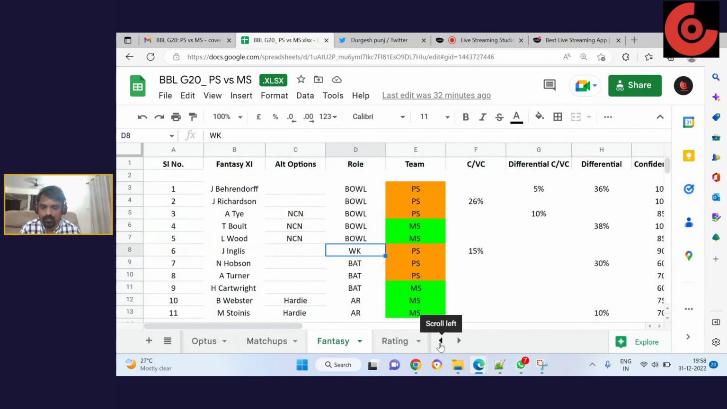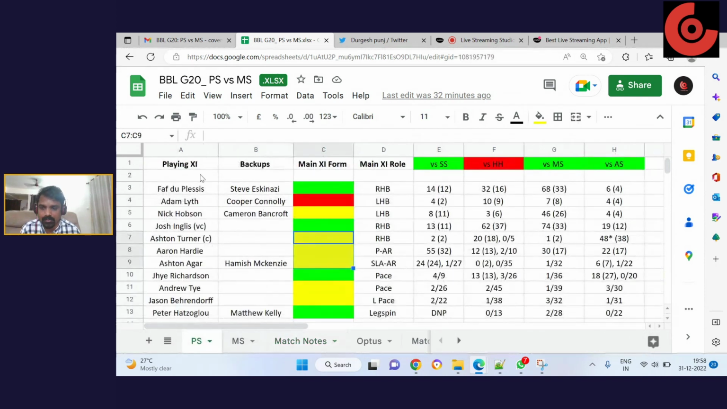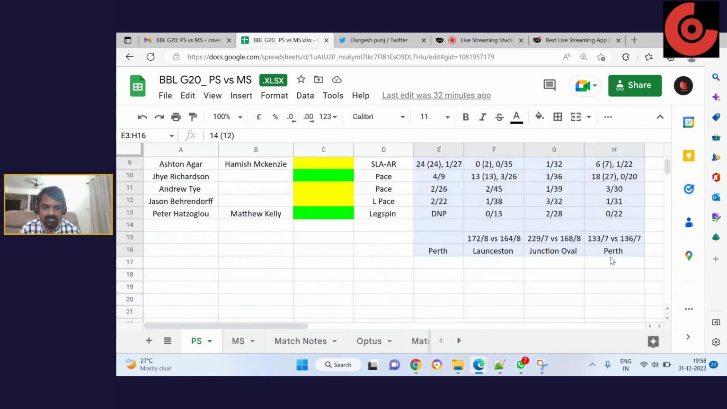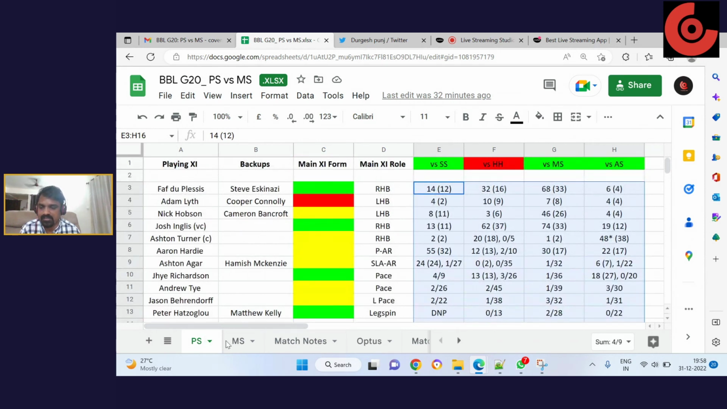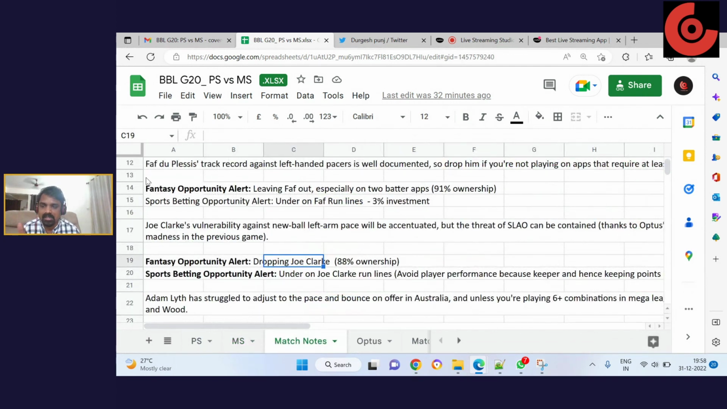If you notice, this has 7 sheets. The first thing you should do is have a look at these. Obviously, this is the number of matches they have played and their performances in those matches. It's a brief summary, so have a look at it. But the most important thing you should do is read this page, match notes. This is where most of the value is.